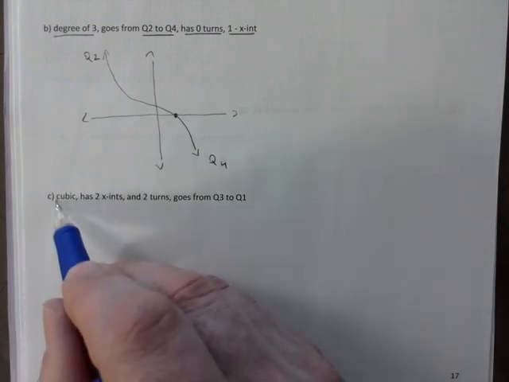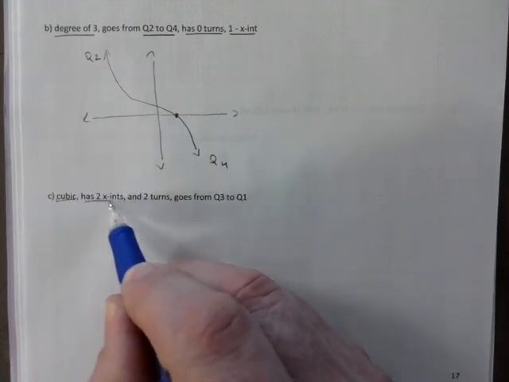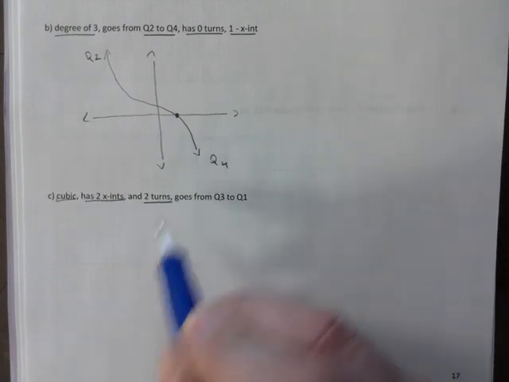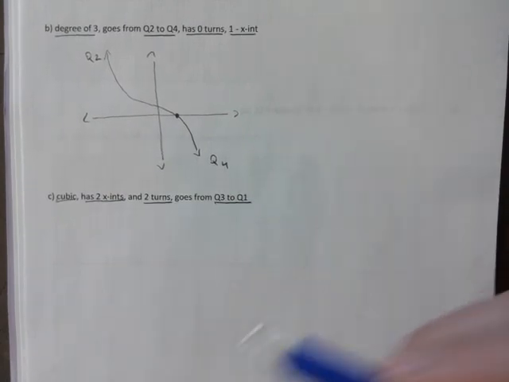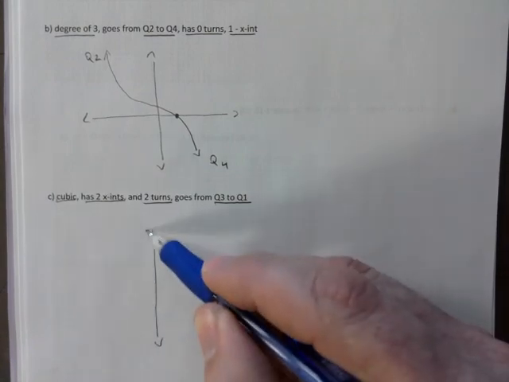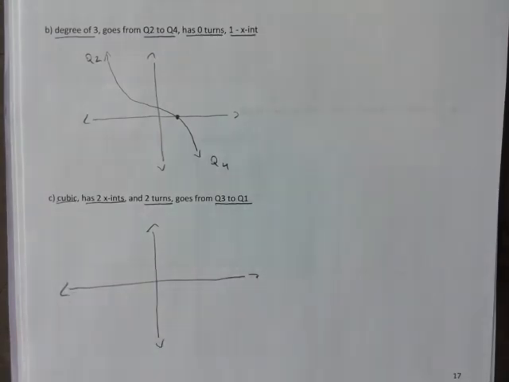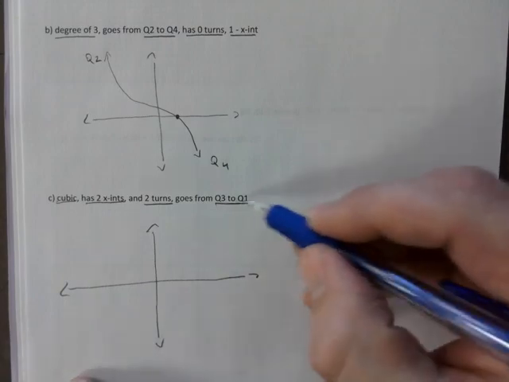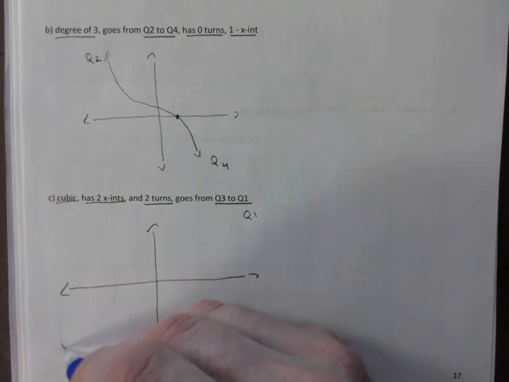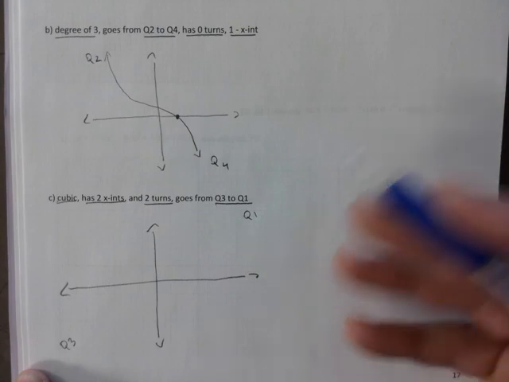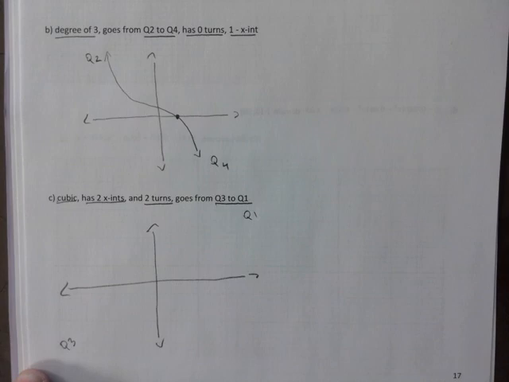So the next one, you want a cubic, also a degree of 3, 2 x-intercepts, 2 turns, goes from Q3 to Q1. Let's try that. How many turns does a cubic have? Do you remember? You should probably have that. It's either 0 or 2. That's all, right? There's either no turn or 2 turns. So Q3 to Q1, this is Q1 here. This is Q3. So I know it's going to go from here to here, okay? Which means the leading coefficient is positive, correct?